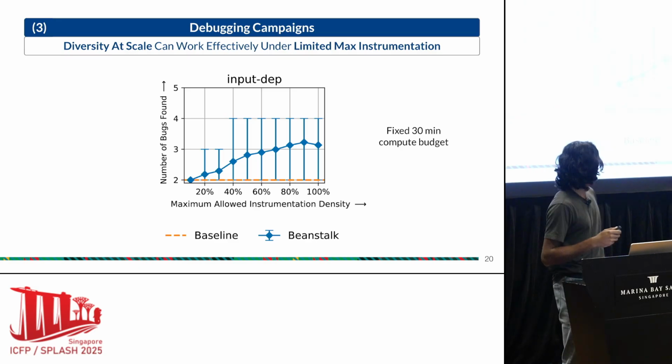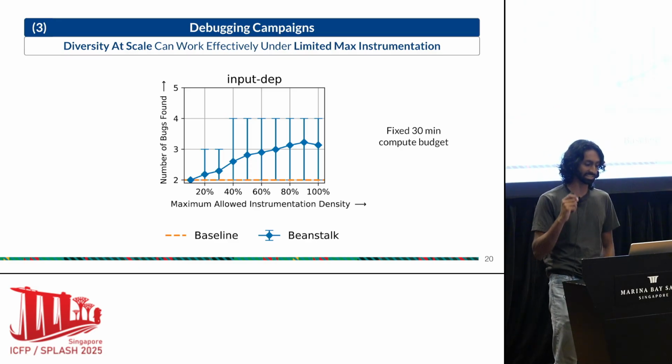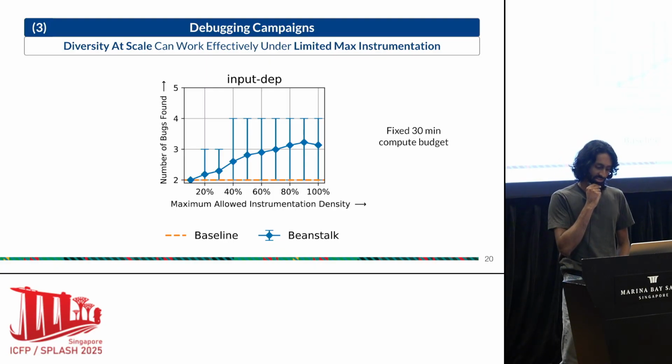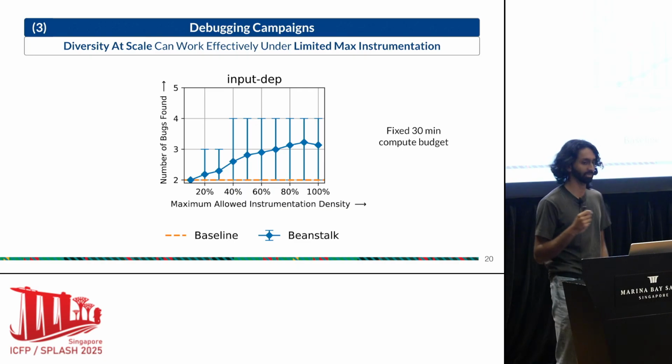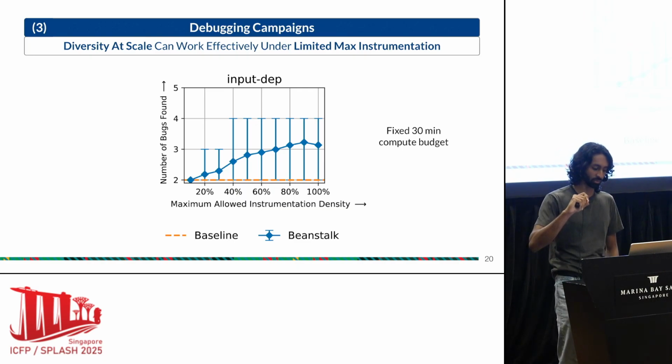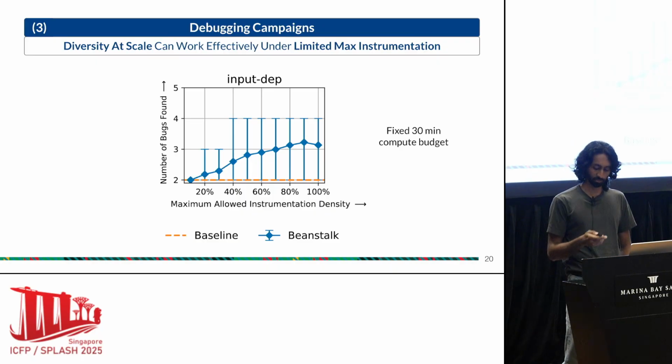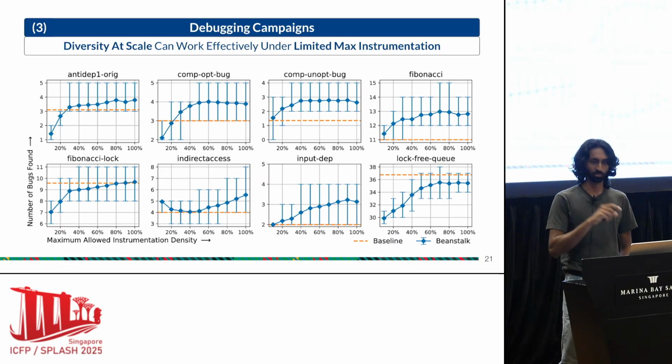But the main result that we want to highlight is that diversity at scale can work effectively under max instrumentation. So here we see that we can limit the amount of max instrumentation available to Beanstalk and still get performances that outperform the baseline. By just diversifying within, say, 20% of instrumentation density, we see that we can outperform the baseline purely from diversity. And we see similar results for most of our benchmarks.